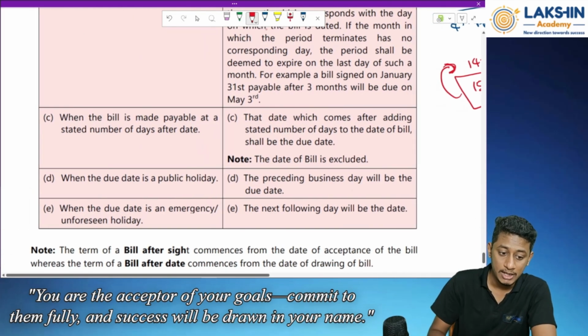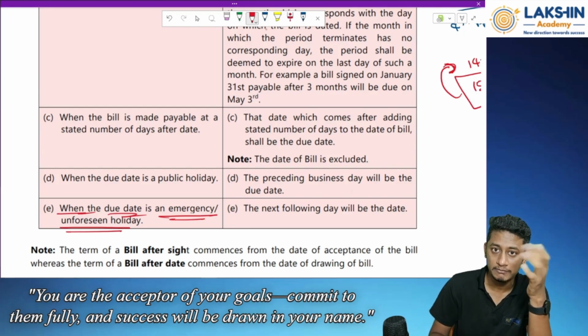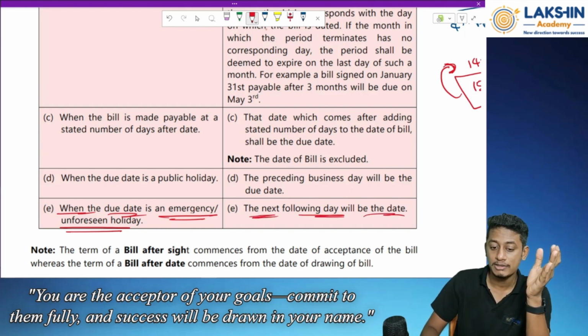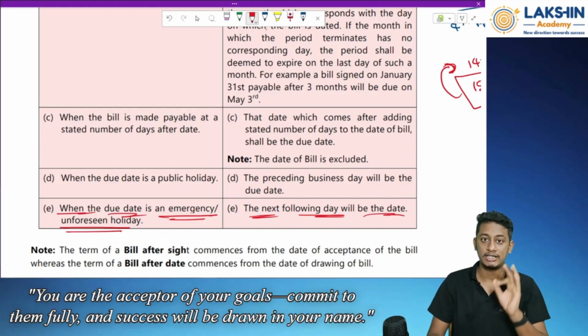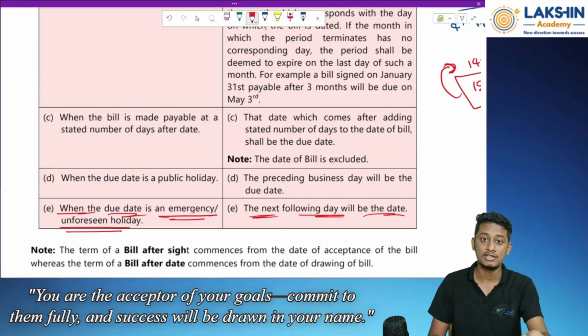But let us say the due date is an emergency or an unforeseen holiday. If an unforeseen or emergency holiday is given, for some reason it might be, this won't come too much. In that case the next following day will be the due date. Clear? So the next day will be the due date. So if you know already that it is a public holiday beforehand, in that case it is the previous day. But if the holiday is announced lately, an emergency or any unforeseen holiday, in that case it will be the next day.